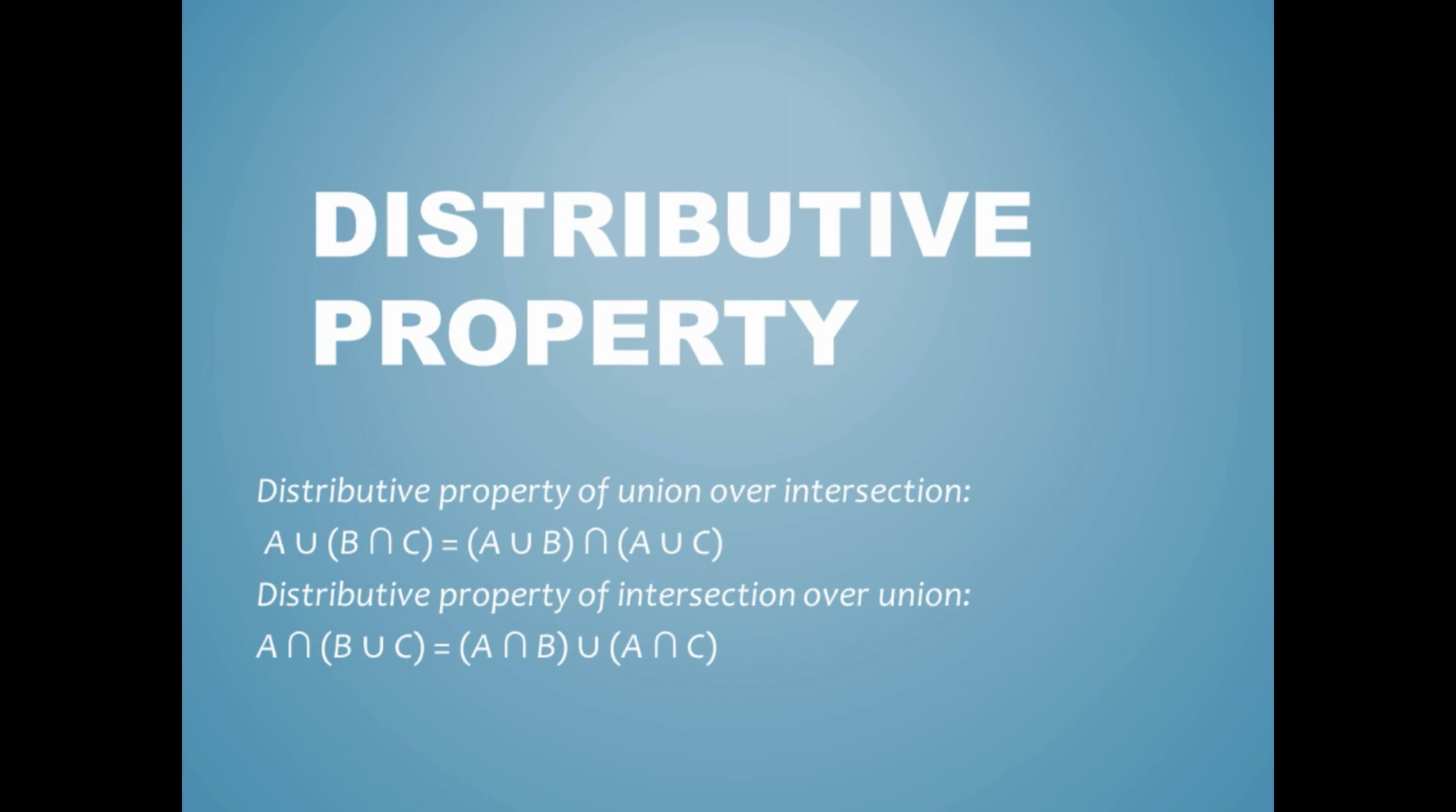The distributive property of intersection over union is A intersection (B union C) is equal to (A intersection B) union (A intersection C). We are multiplying the element A with the first term of the bracket and after that with the second term of the bracket. Thank you.